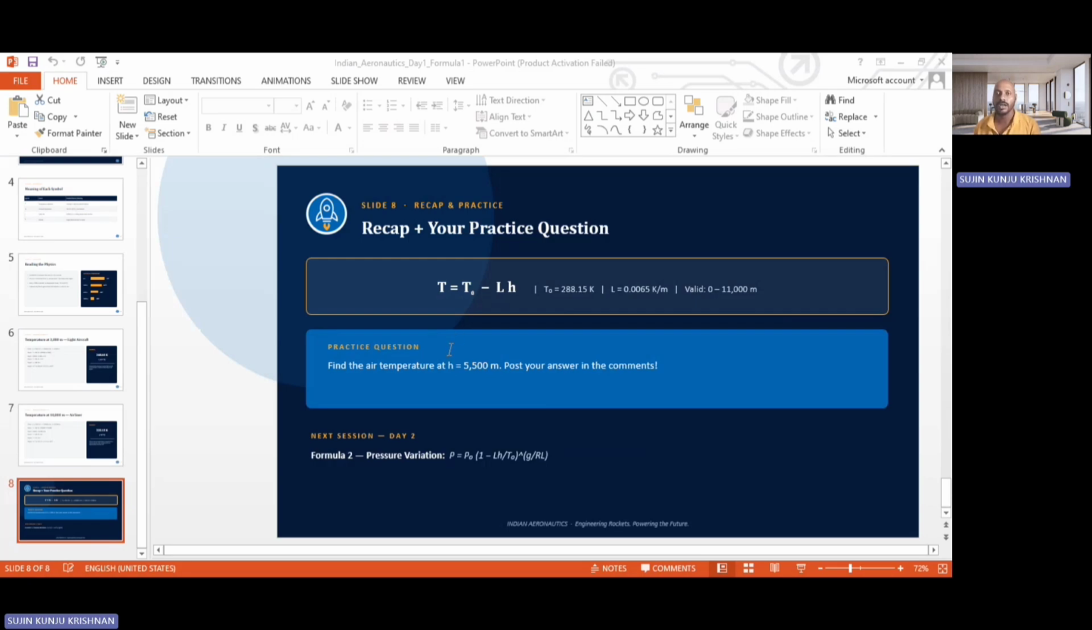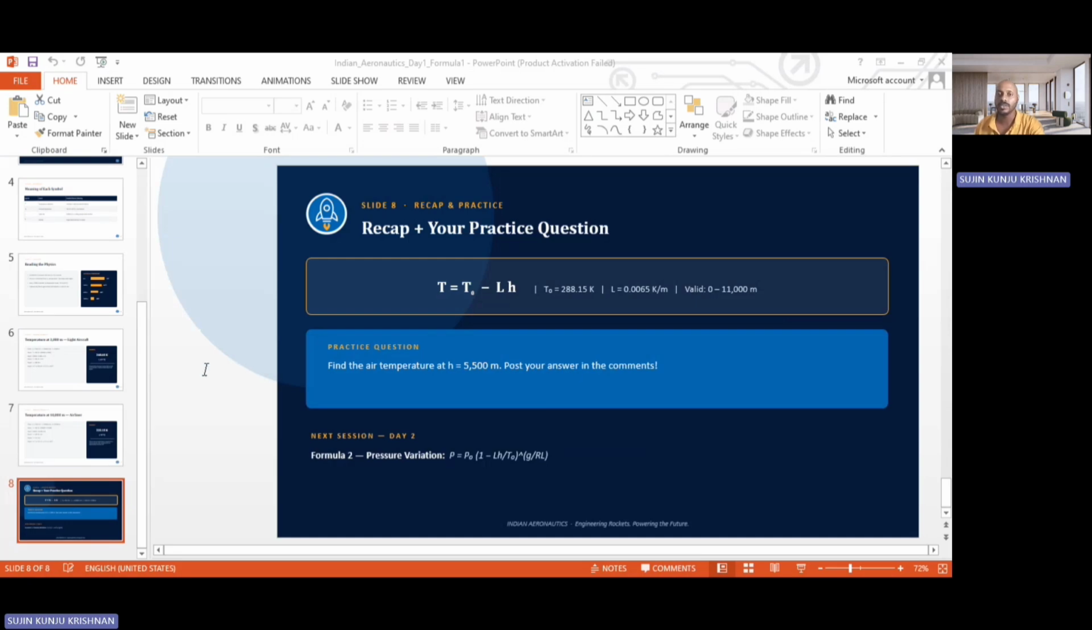Recap. T equals T0 minus LH. T0 is 288.15 Kelvin. L is 0.0065 Kelvin per meter. Don't forget, it's valid from sea level to 11,000 meters, colder as you climb.